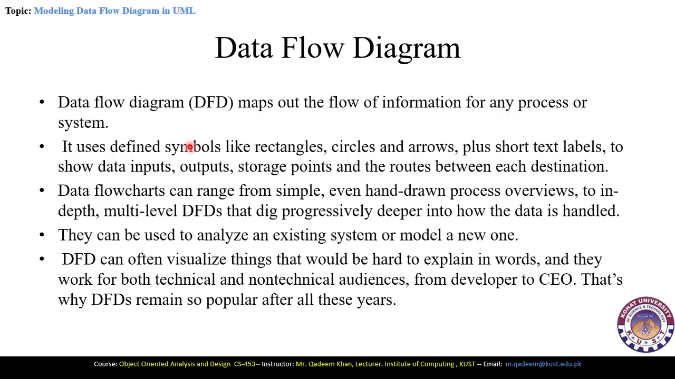There are different sorts of symbols used for representing the data flow diagram. For example, rectangles, circles, arrows are mostly used, and also we have some labels which represent certain text. And also we will use input data, output data, and storage points, and different routes which represent pathways between the different components or processes where the data will flow using these routes.